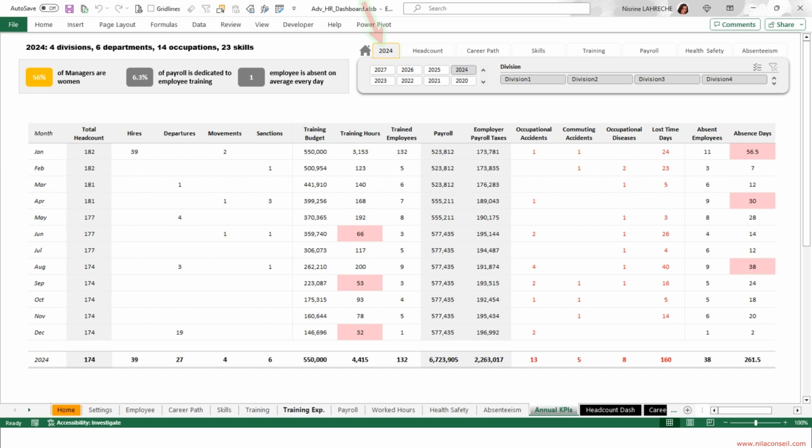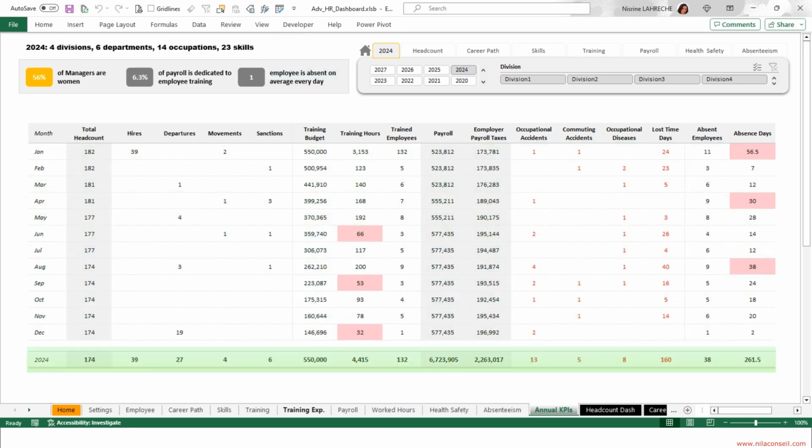The annual KPIs dashboard allows you to visualize the summary of HR metrics. The company's expertise is based on 14 professions and 23 skills. 56% of managers are women. The company efforts to boost the performance of its employees reached 6% of payroll. On average, 1 employee is absent every day.